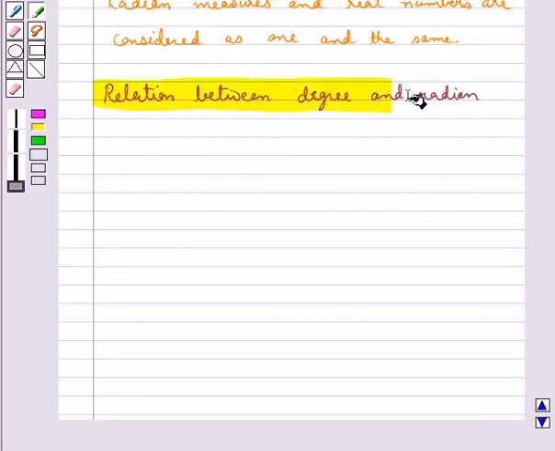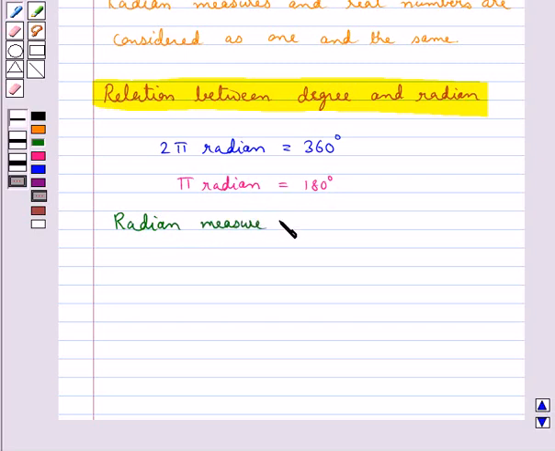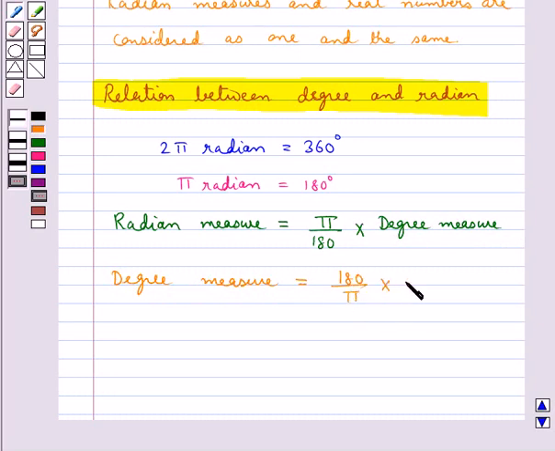Next we discuss the relation between degree and radian. We have 2 pi radian is equal to 360 degrees, or we can say that pi radian is equal to 180 degrees. We also say that radian measure is equal to pi upon 180 multiplied by degree measure. Also, degree measure is equal to 180 upon pi multiplied by radian measure.